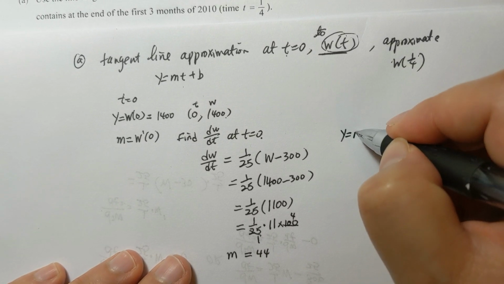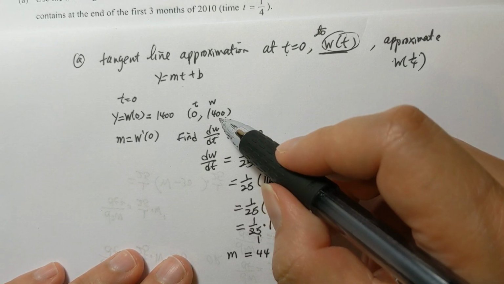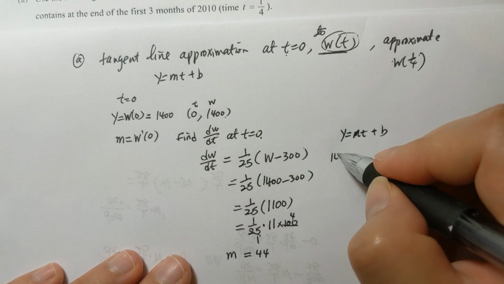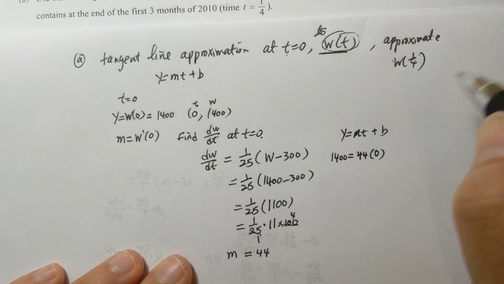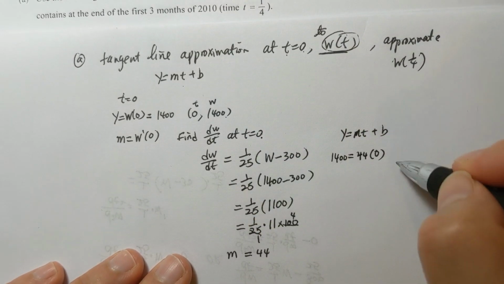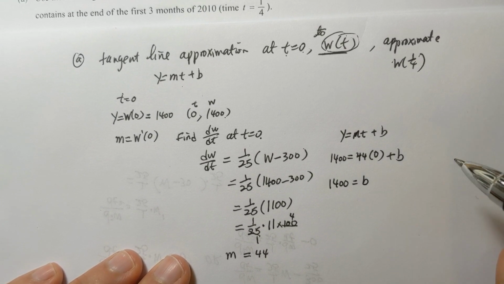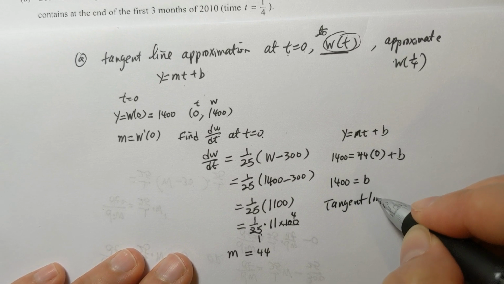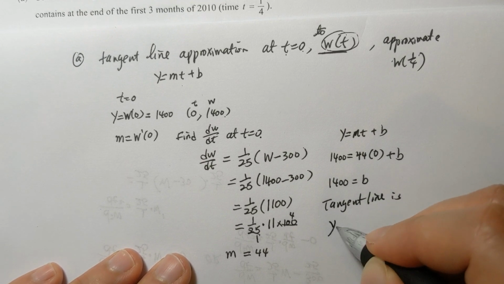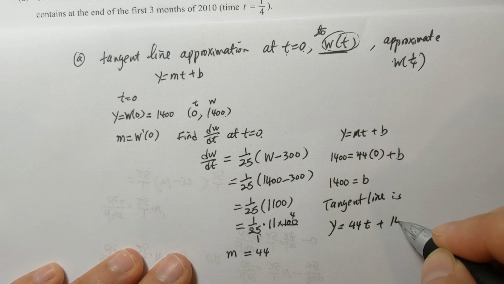So y equal to mt plus b, or mx plus b. At the beginning point we have 1,400, m is 44, and the time is 0, and then plus b. So now we get 1,400 equal to b. So the tangent line is y equal to 44 times t plus 1,400.